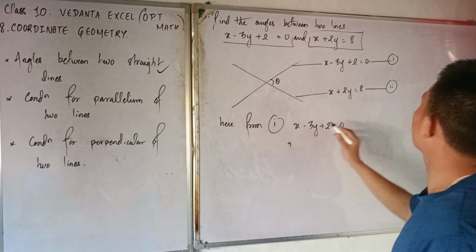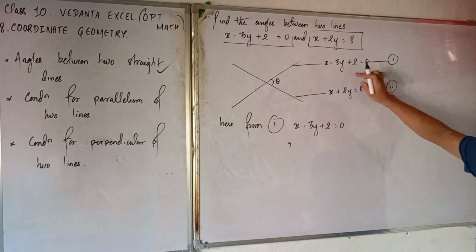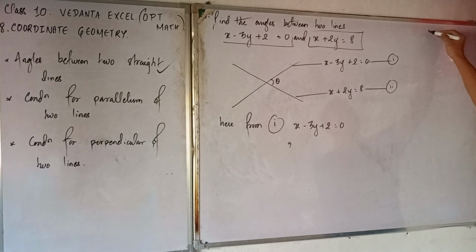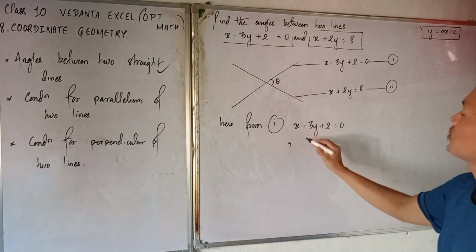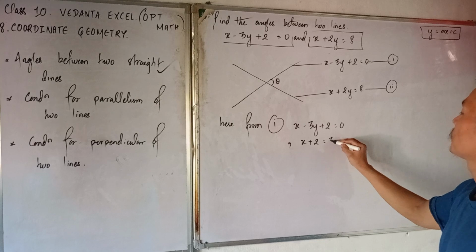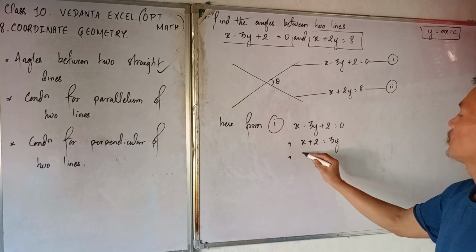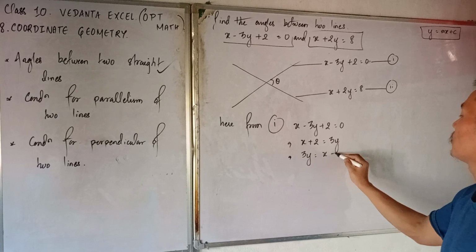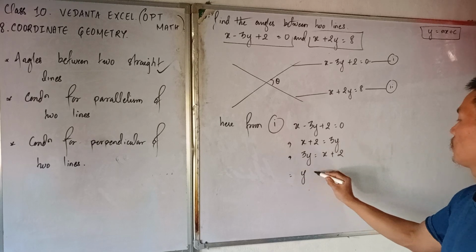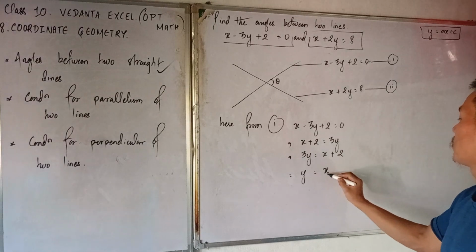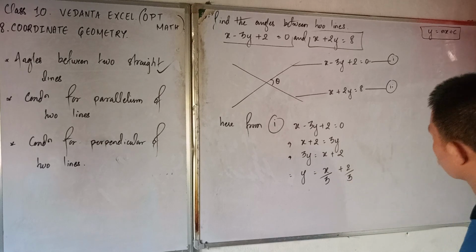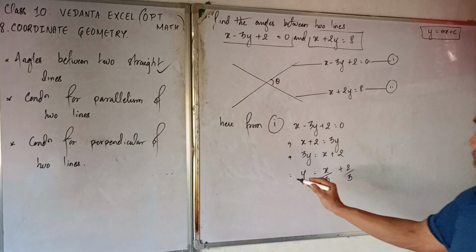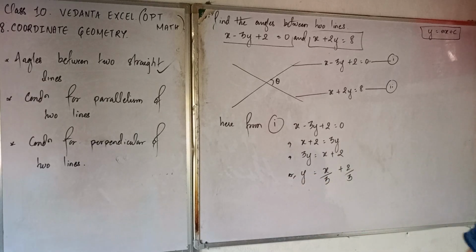Try to make every equation in the form of y equals mx plus c. It means you have to make y alone. So x plus 2 equals 3y, or 3y equals x plus 2, y equals x by 3 plus 2 by 3. I forgot to write x here.